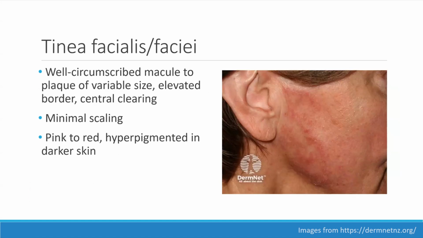For tinea facialis or tinea faciei, on the face, there's the presence of well-circumscribed macules or plaques of variable sizes, elevated border, and central clearing with minimal scaling. These are often pink to red, hyperpigmented in darker skin.